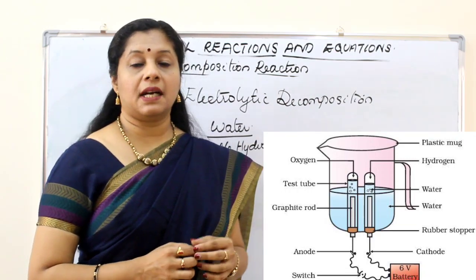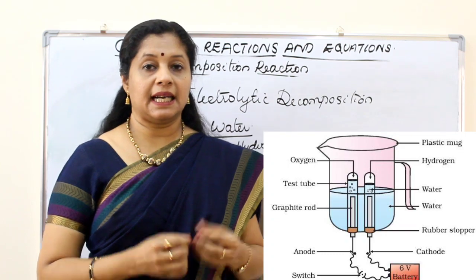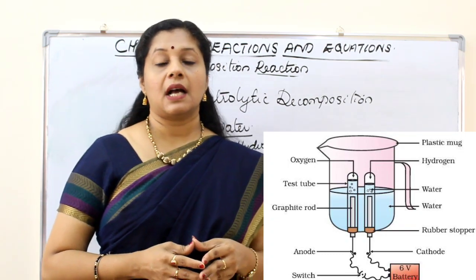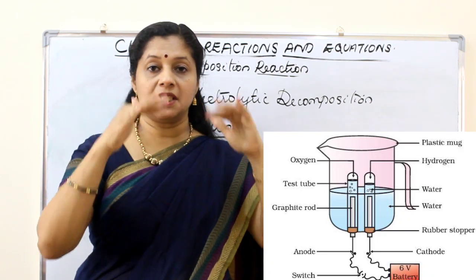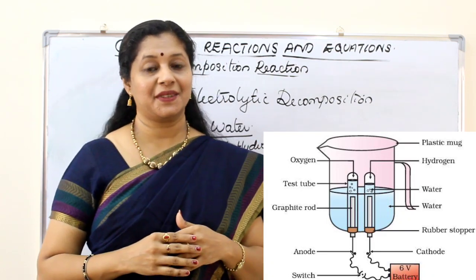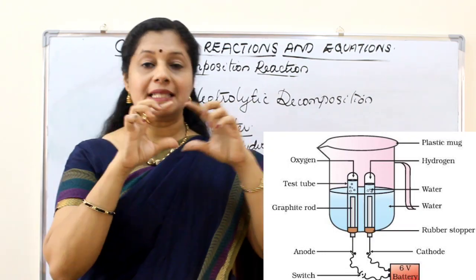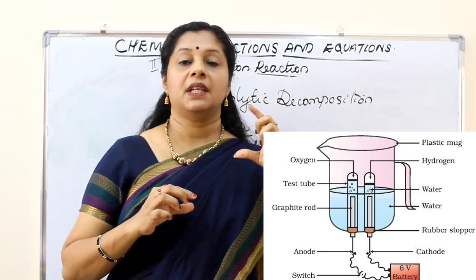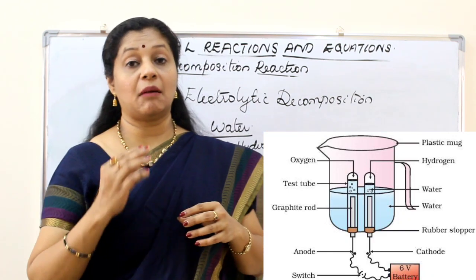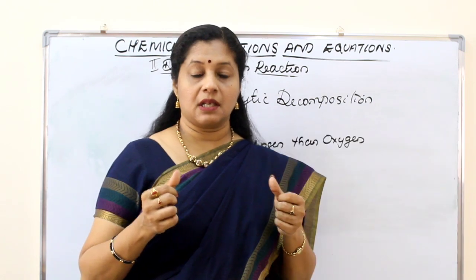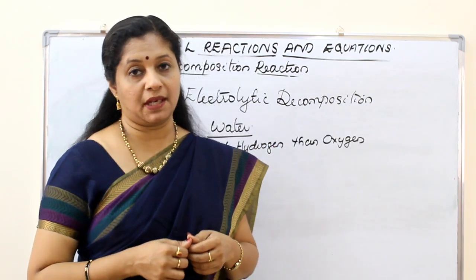Now, if you keep it undisturbed for some time, you can see that some bubbles are forming in each test tube over the electrodes. As the bubbles are forming, they will displace the water down. So, after collecting it, you can see that in one test tube, the amount of gas collected is double that of the other test tube. Now take out the test tubes. This gas can be tested one by one.